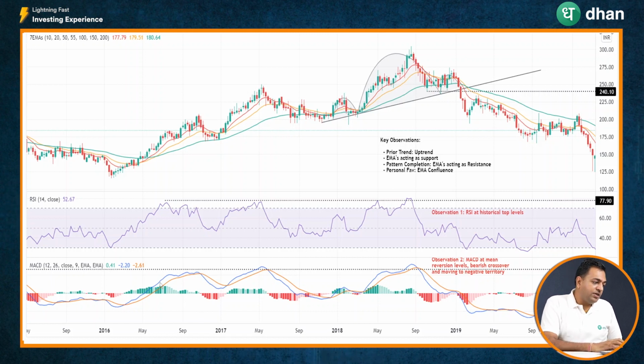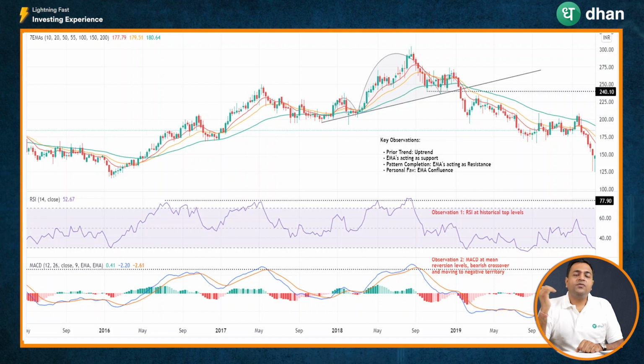And a similar observation has been plotted on the MACD side as well. The MACD has never sustained above this level, which is marked with the dotted line, and if history has to repeat itself, the same thing is expected to happen. The probability is quite high. So, as we can see, the pattern got complete, the EMA started acting as a resistance and started converging, and your RSI and MACD also gave you signs of mean reversion. Mean reversion implying that it is reversing out from one defined level which it has never been able to cross and sustain above on a historical basis.